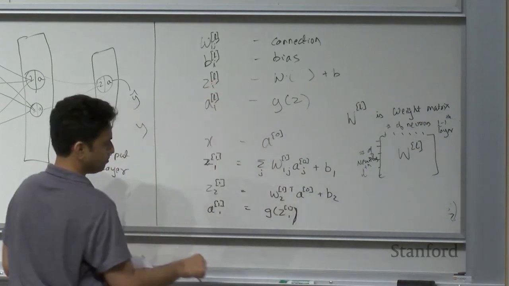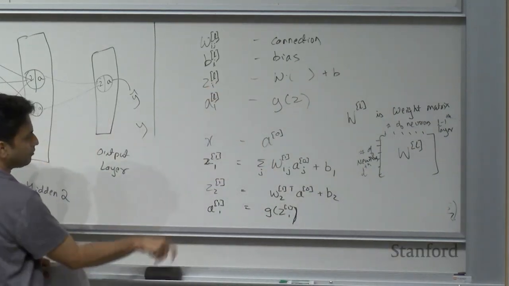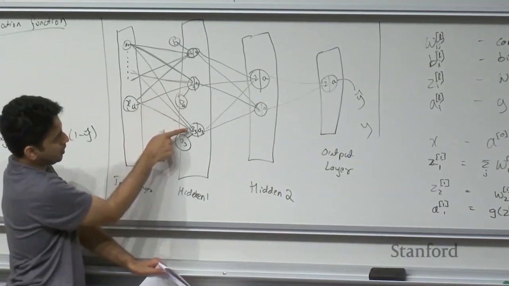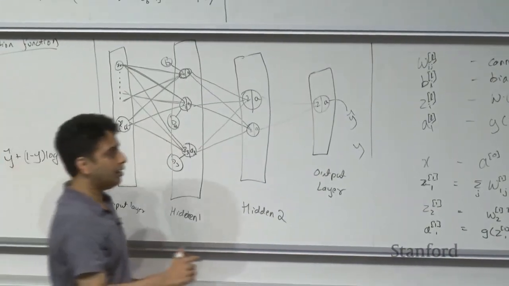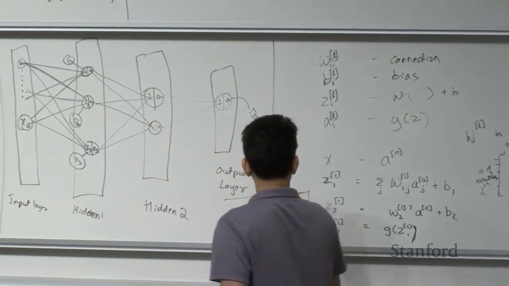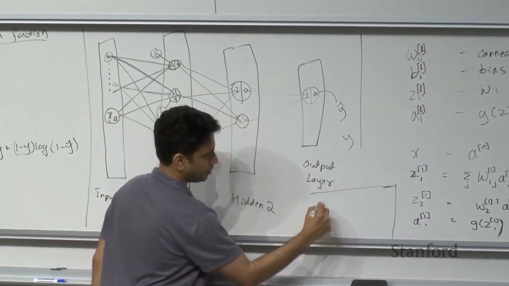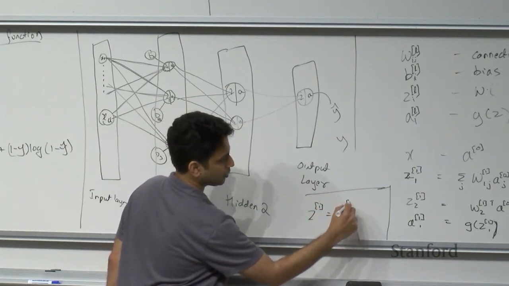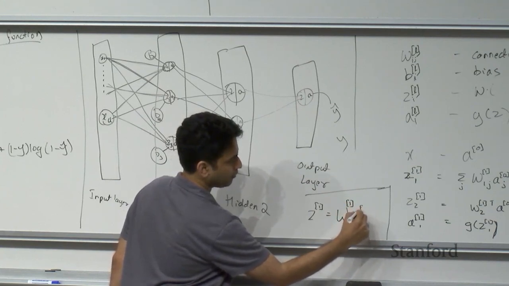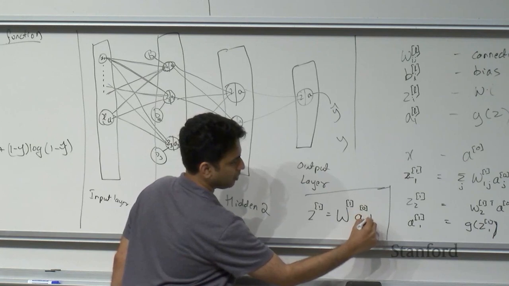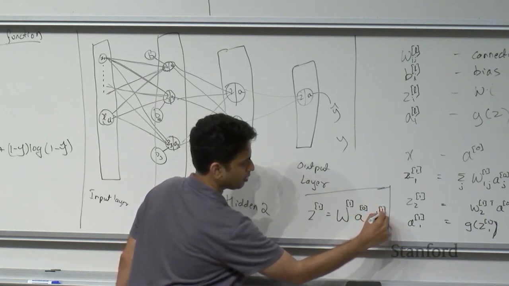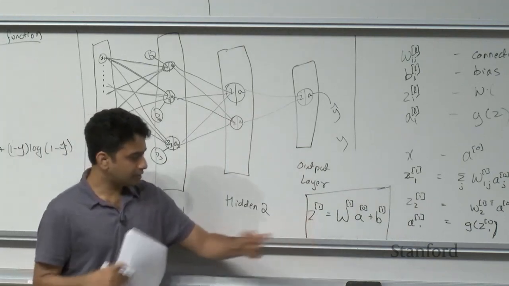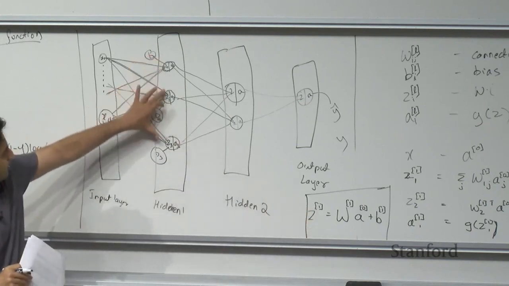So let me write this in vector notation. Here we were calculating it element-wise. So this is z11, this is z superscript 1 subscript 2, this is z superscript 1 subscript 3. And if you want to write it in vector form, then you would write z superscript 1 is equal to w superscript 1 times a superscript 0 plus b superscript 1. Now we are writing this in vector notation, where z superscript 1 is this entire z vector.